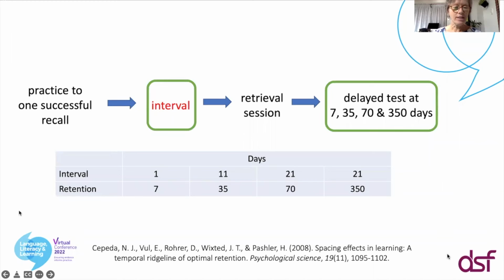An interval of 1 day between retrievals resulted in a correct recall at test day 7. Retrieval sessions with an interval duration of 11 days facilitated correct recall at the 35-day delayed test. An interval of 21 days resulted in recall on test day 70 and also on test day 350. So the learning items were recalled almost a year later. These results had potentially major implications for the retention phase of the mastery learning folder process.